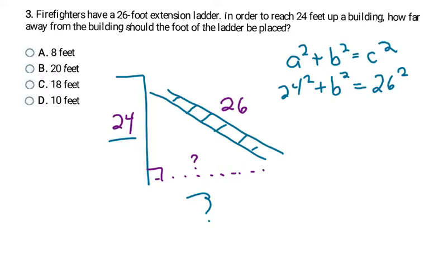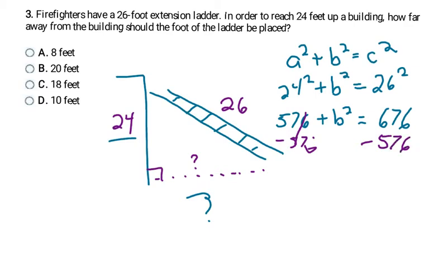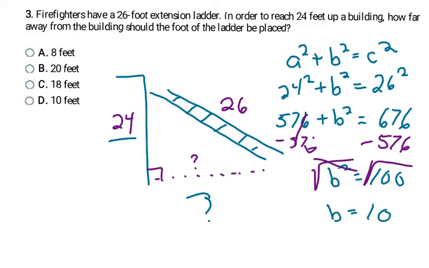So my first step is to actually square those numbers. 24 squared is 576, and 26 squared is 676. So then I subtract 576 from both sides. And that leaves me with b squared equals 100. And then you take the square root of both sides. And so the square root and the square cancel, and I'm left with b equals, and the square root of 100 is 10. So that means I need to put the ladder 10 feet away from the base of the building, so my answer is D.